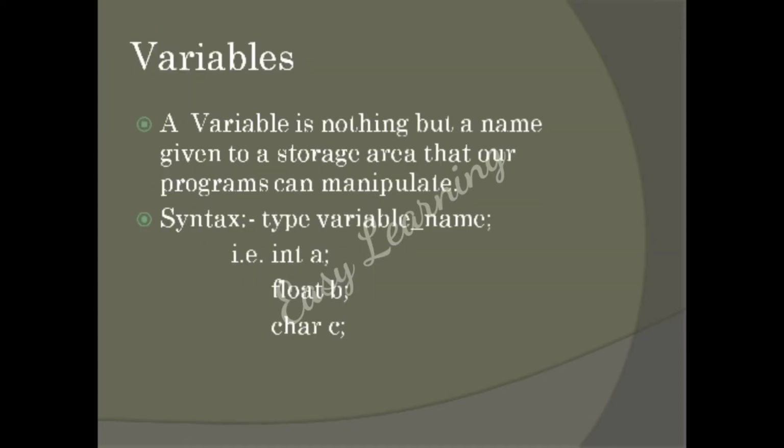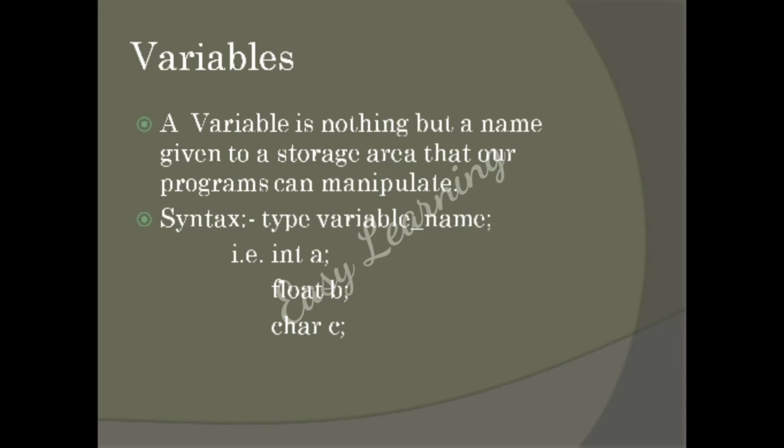A variable is nothing but a name given to a storage area that our programs can manipulate. Each variable in C has a specific type, which determines the size and layout of the variable's memory, the range of values that can be stored within that memory, and the set of operations that can be applied to the variable. The name of a variable can be composed of letters, digits, and the underscore character. It must begin with either a letter or an underscore. Upper and lowercase letters are distinct because C is case-sensitive.